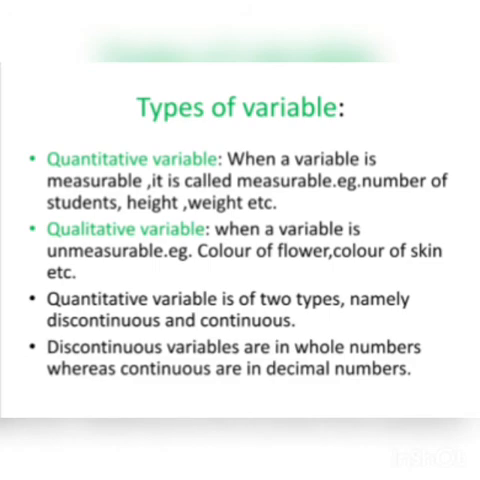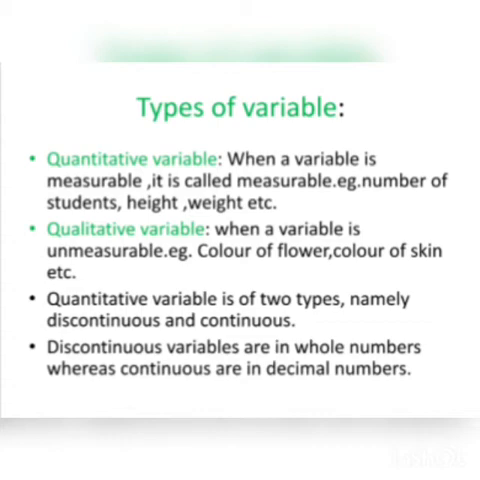The next is types of variable. There are two types of variables: one is quantitative and the other is qualitative. A quantitative variable is when a variable is measurable, it is called a measurable variable. The examples are the number of students, the height of the students, the weight of the students. So whatever data you are getting, if it can be measured, we can say it is a quantitative variable. Quantity is there in that variable. Okay, so this is the first type, the quantitative variable.